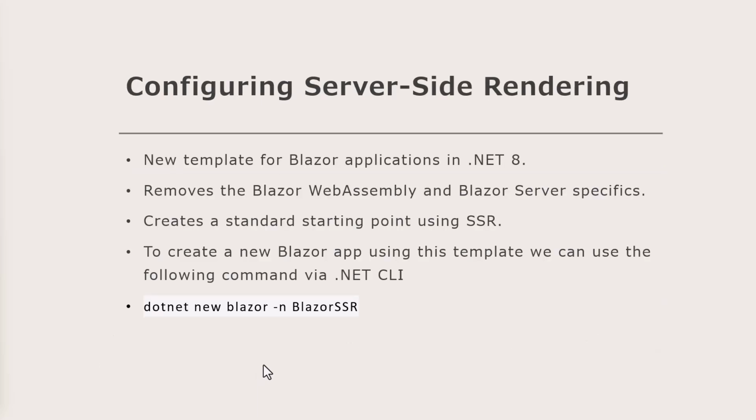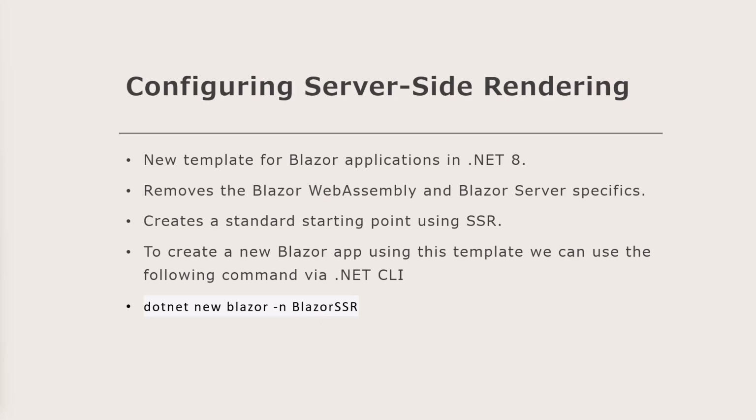Now there is a new template available for Blazor applications in .NET 8, which removes the Blazor WebAssembly and Blazor Server specifics, and it creates a standard starting point using server-side rendering, which is the default rendering. To create a new Blazor app using this template, we can use this command: dotnet new blazor, and the name of this application, say, BlazorSSR.